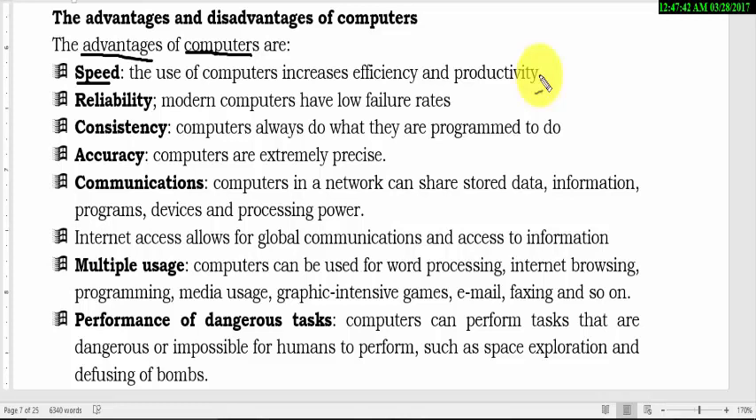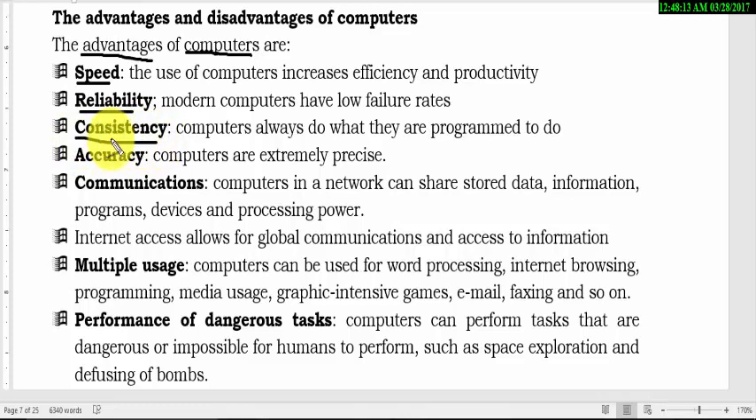It does not get tired. Okay. Reliability. Reliability means that it is not like a person who says that I'm tired. No, a computer does not say I'm tired. So it is reliable, just like people say God is reliable. Modern computers have low failure rates. So the computer will not tell you to say I'm tired, I want to rest. No. So it's reliable.